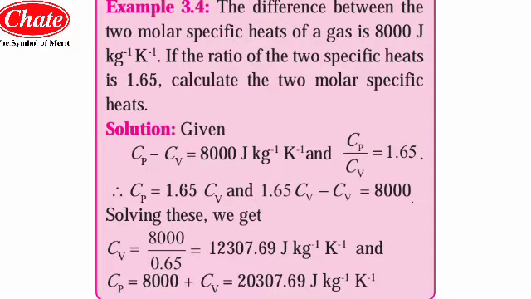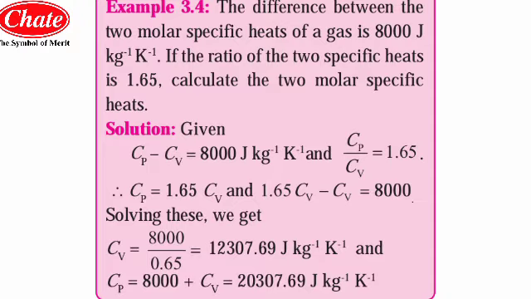The first one is the difference between the two molar specific heats, which is 8000, and the ratio of the two specific heats they have given is 1.65. So students, first of all we will write the given terms. In the given we can write Cp minus Cv is equal to 8000 joule kg raised to minus 1 Kelvin raised to minus 1, and the ratio between them is given as Cp upon Cv is equal to 1.65.